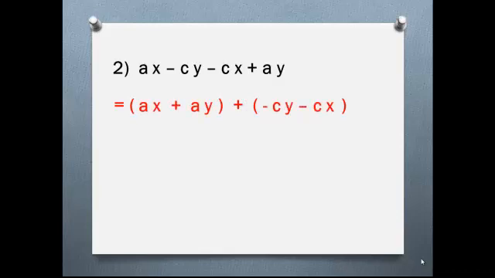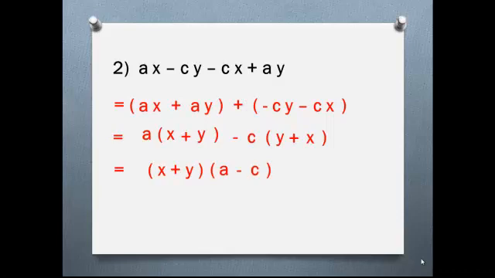We take ax plus ay in first group and in second group negative cy minus cx. The common factor in the first group is a, so the expression will be x plus y. And the common factor in the second group is negative c, so the expression will be y plus x. The common factor between the 2 terms is x plus y, so the expression will be a minus c.